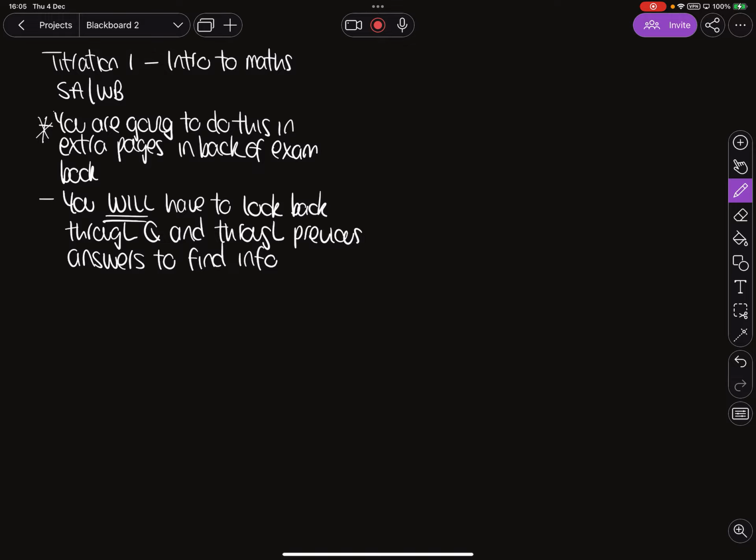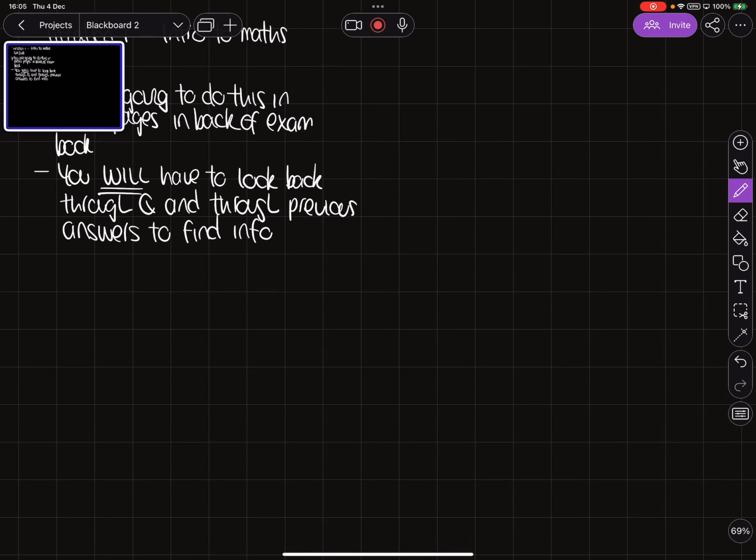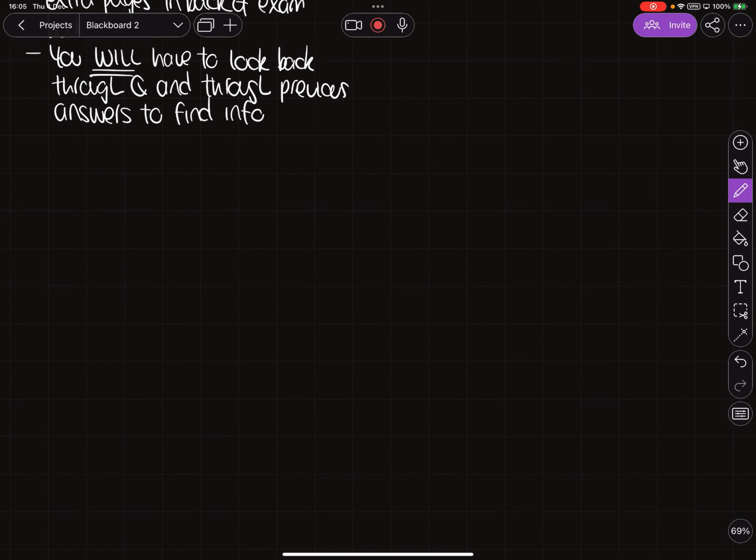You are going to do this in the extra pages in the back of your exam. You're going to have to look back through a question and through previous answers within that question to find the information you need. So this is what you are doing in the back of your paper. You're going to find the equation for yourself. Now, there's a possibility that they will ask you to finish it and balance it.